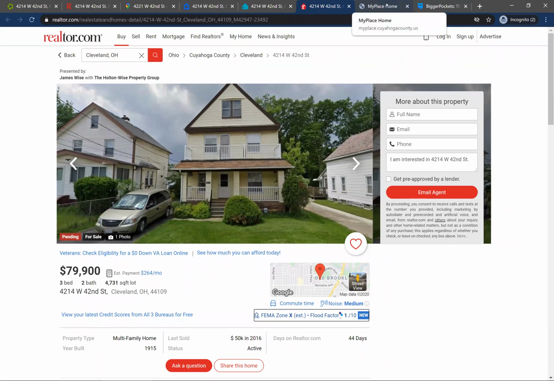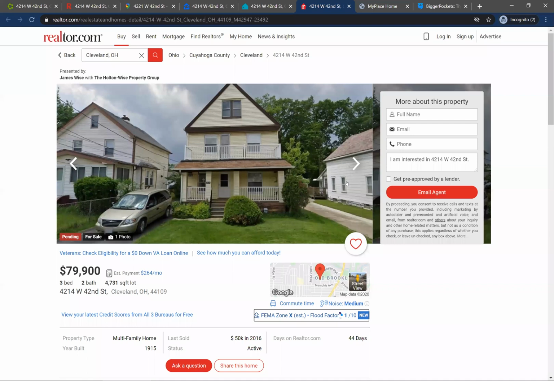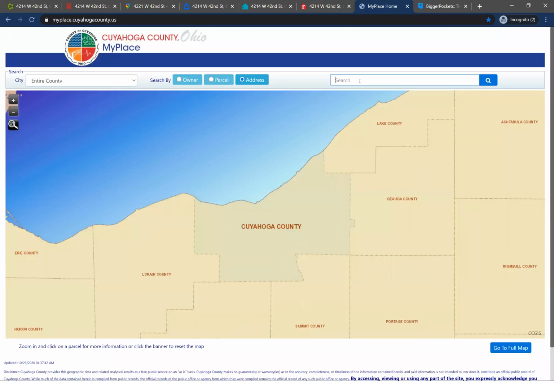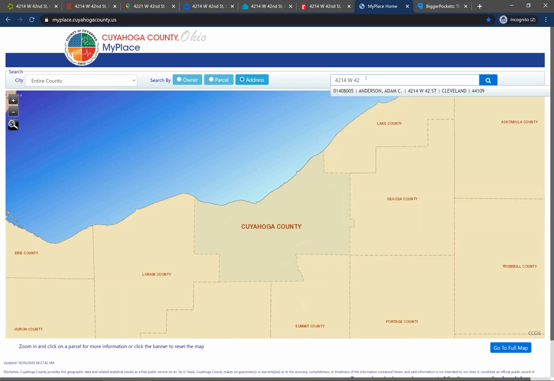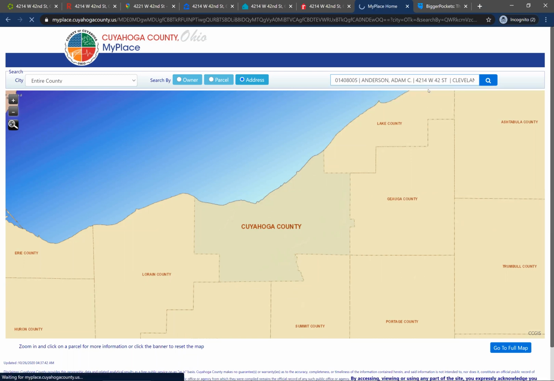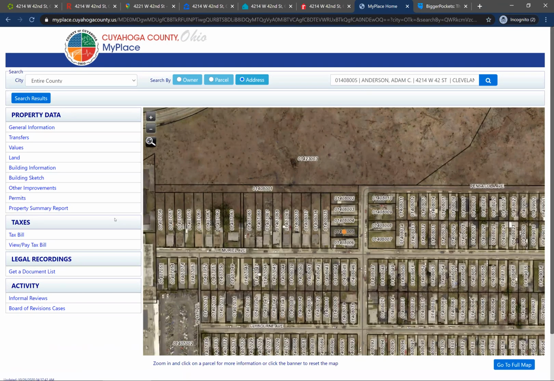One thing I also do whenever I analyze a property, I always go to the county website to figure things out. So this is the property. It's located in Cuyahoga County. You can always go there and look for this address. This county website will give you the tax information, current owner information, and also when it was last sold.